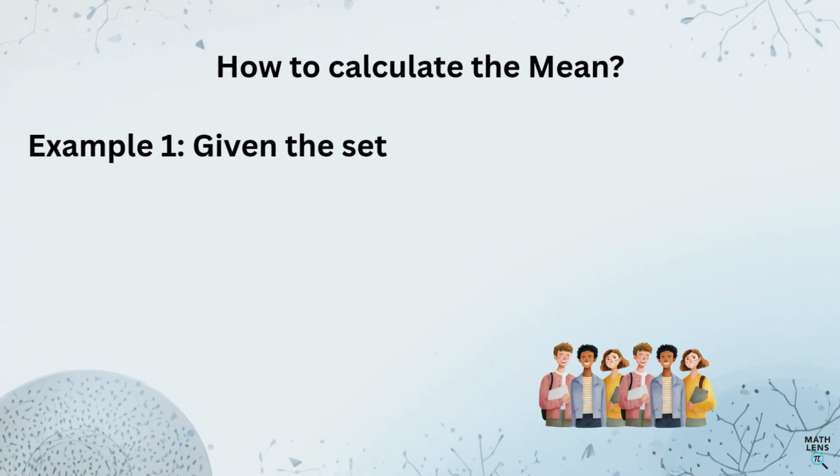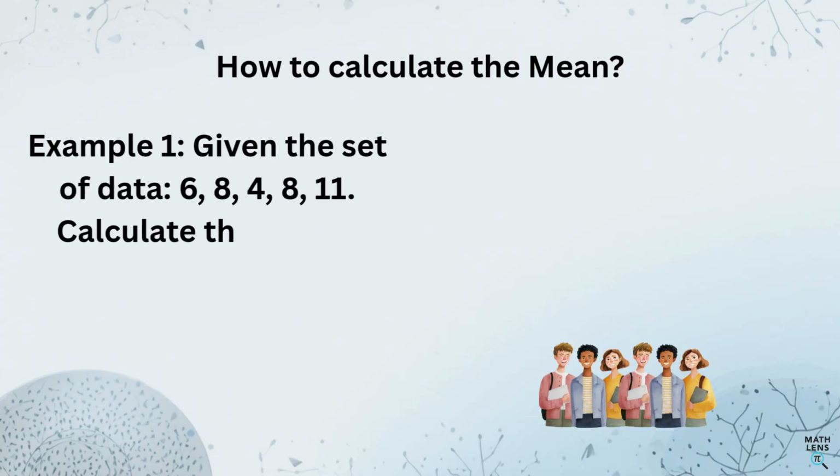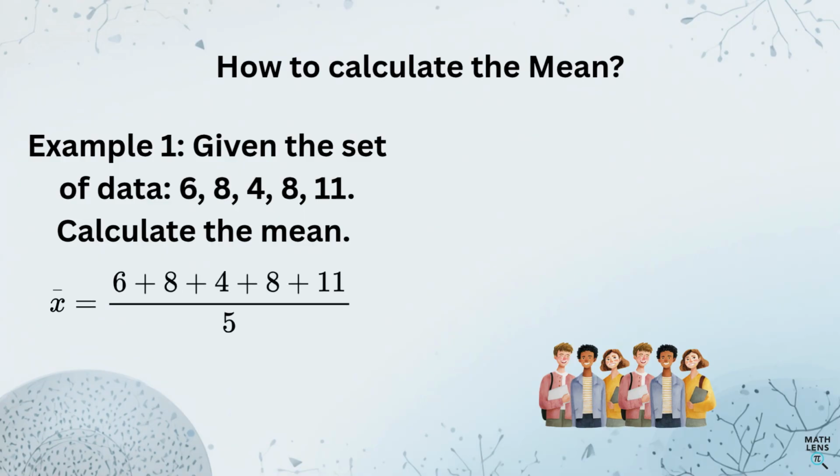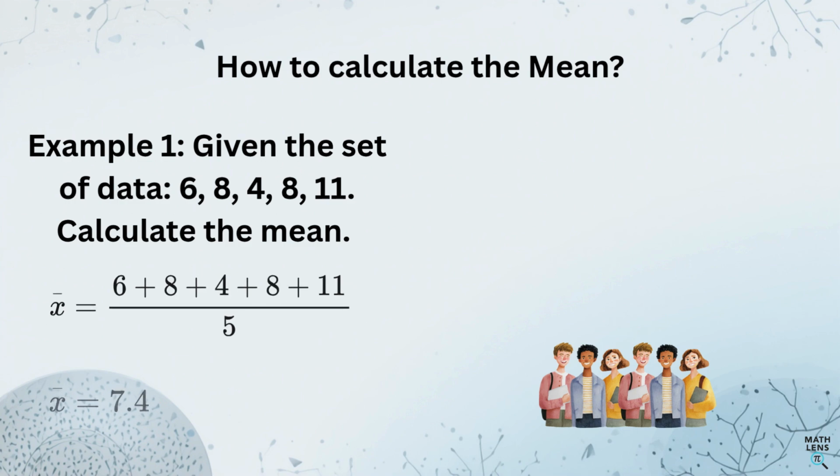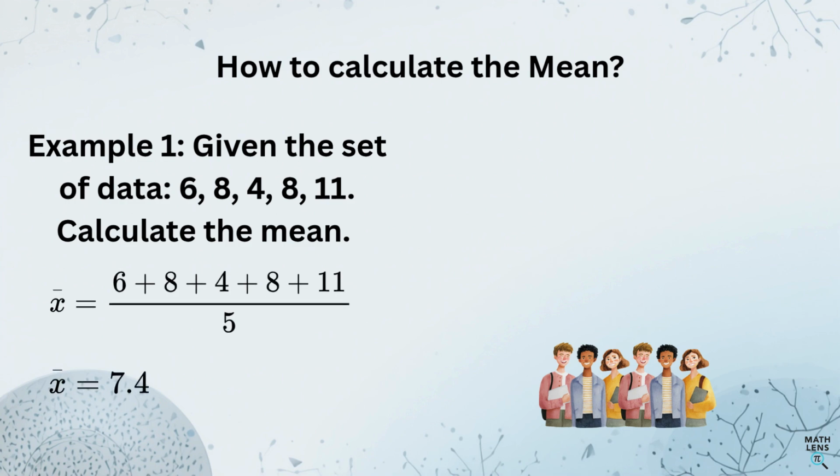Practical application of calculating the mean. To solve example 1, first, add the numbers together. 6 plus 8 plus 4 plus 8 plus 11. This gives us a total of 37. Now, divide 37 by the number of values in the set, which is 5. So, the mean is 7.4.